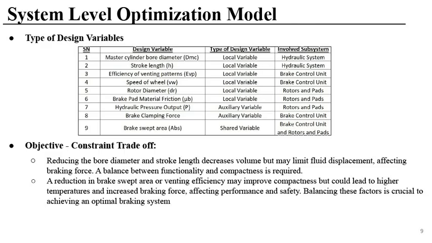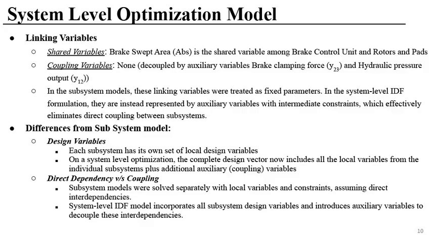The major trade-offs are also presented, such as the trade-off between the bore diameter and stroke length, which do not affect the fluid displacement. Further, performance and safety should not be compromised while trying to improve compactness. Continuing with the system level optimization model, we connect subsystems by linking variables. The brake swept area serves as a shared parameter between the brake control unit and rotors and pads. We use auxiliary variables like brake clamping force Y23 and hydraulic pressure output Y12 to decouple subsystems and eliminate direct coupling. In the system level IDF formulation, these variables expand the design vector to include all local and auxiliary variables, enabling a seamless and optimized integration across the entire system.